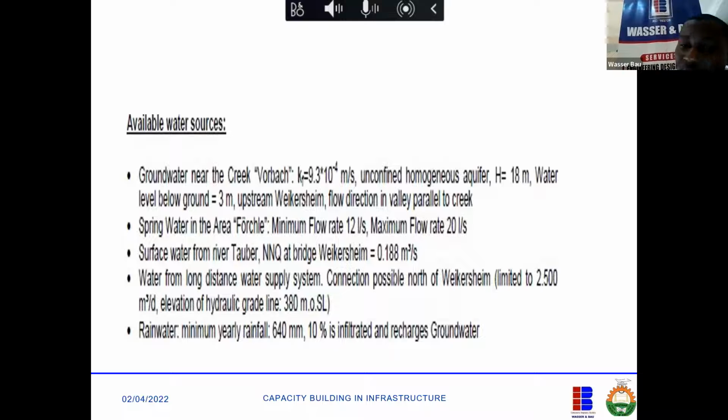Then we have the surface water. Surface water is the most expensive for treatment. Surface water requires a lot of water testing, sorry, it requires a lot of handling.